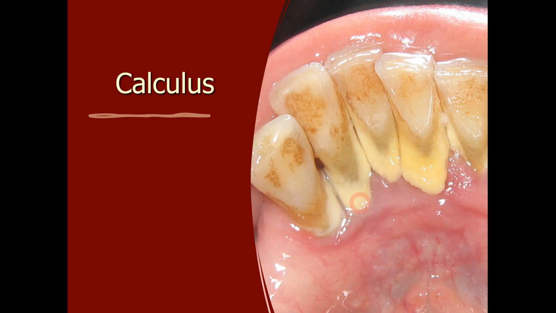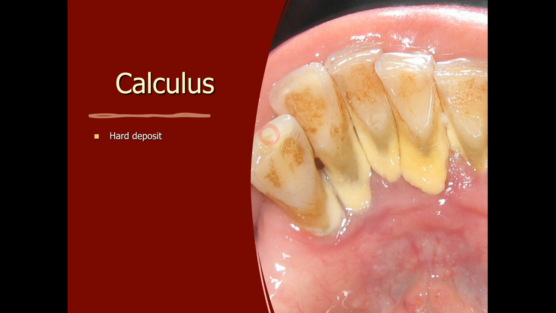Now, thirdly, in this clinical picture, you can appreciate that this is the lingual view, and you can see some hard deposits over here. They are yellowish and whitish in color, and they're present around the lingual aspect of these incisors. So, these hard deposits are called calculus.